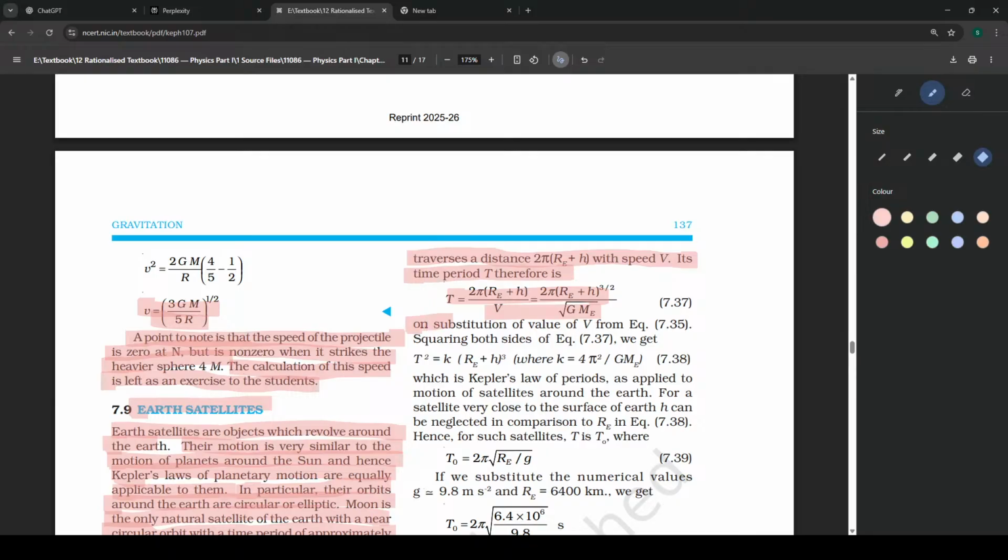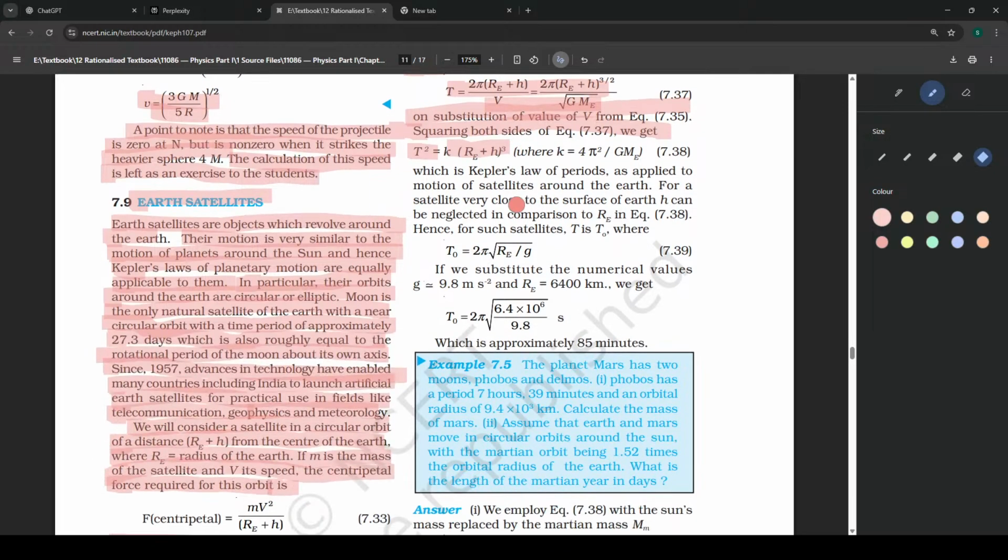On substitution of the value of v from equation 7.35 and squaring on both sides, we get the square of the time period, T square equals k (RE plus h) cube, which is Kepler's third law, where the square of the time period is directly proportional to the cube of the radius or the distance, where k is a constant, 4 pi square by G Me, which is Kepler's law of periods.